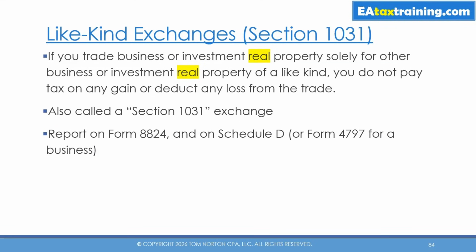Like-kind exchanges, or Section 1031. Usually we just call it a Section 1031 exchange. If you trade business or investment real property solely for other business or investment real property of a like kind, you do not pay tax on any gain or deduct any loss from the trade. And you report this on Form 8824, and you report it on Schedule D.